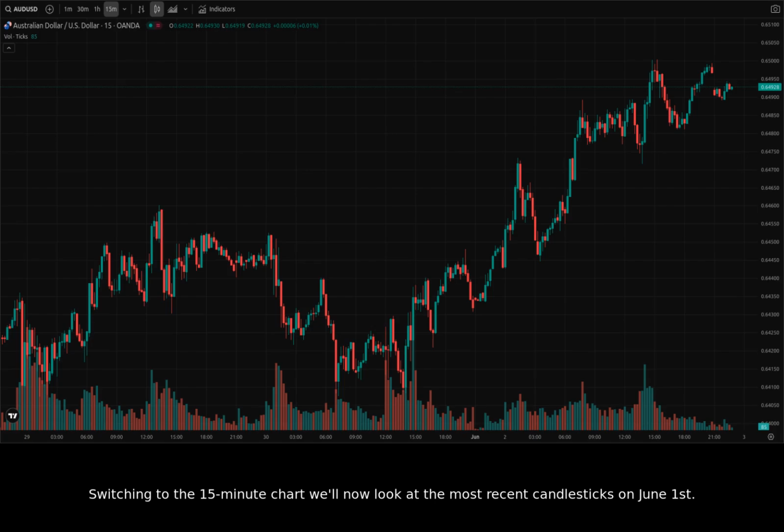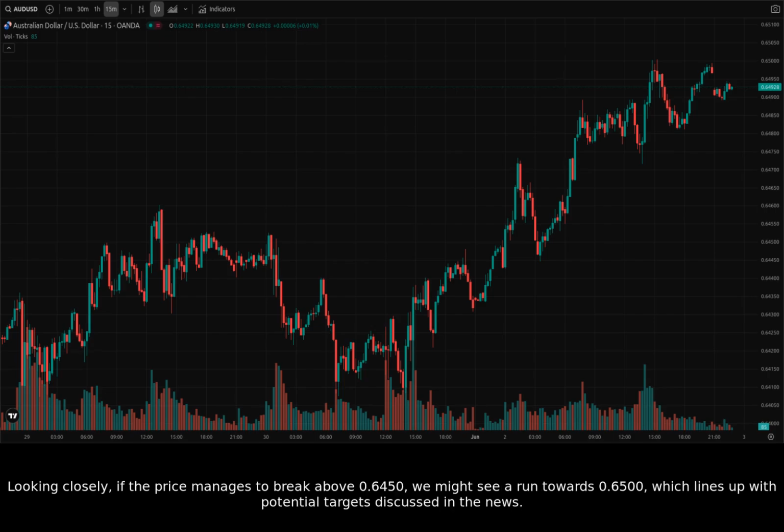Switching to the 15-minute chart, we'll now look at the most recent candlesticks on June 1st. The candles are tightly packed, indicating a tight trading range with low volume. This could be a precursor to a breakout in either direction.